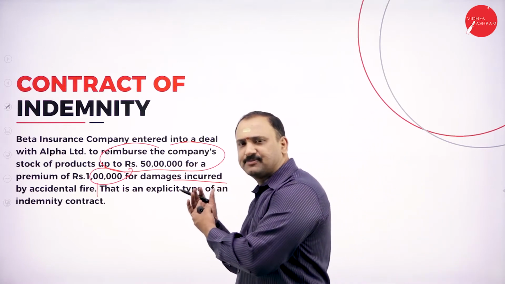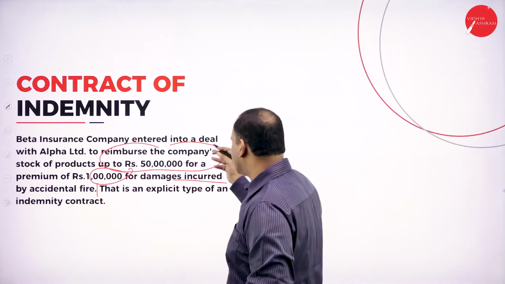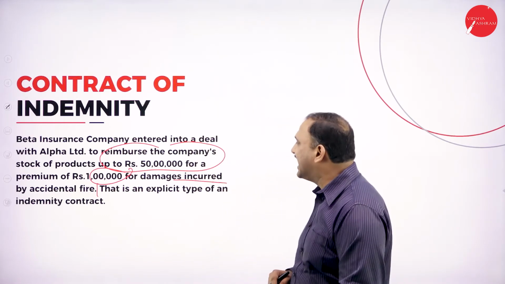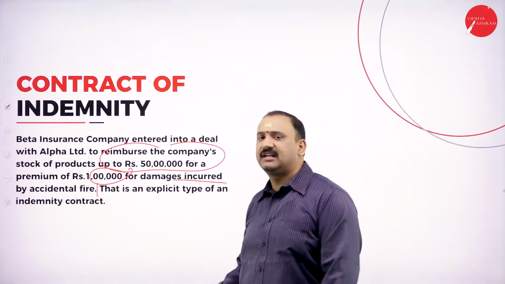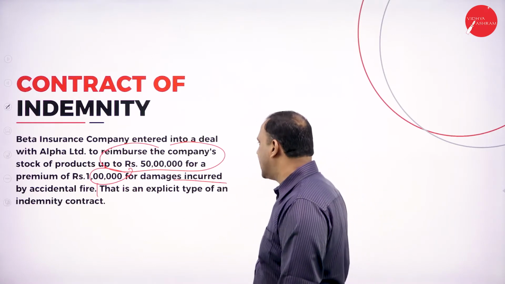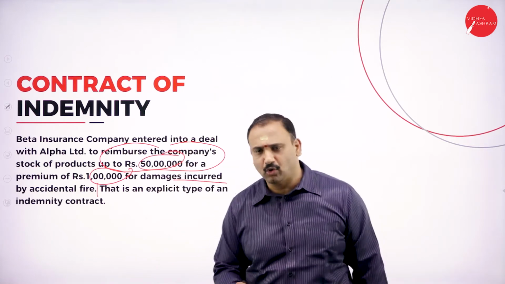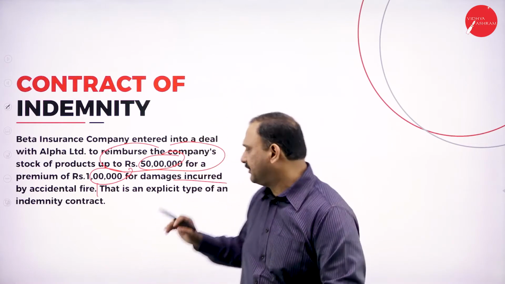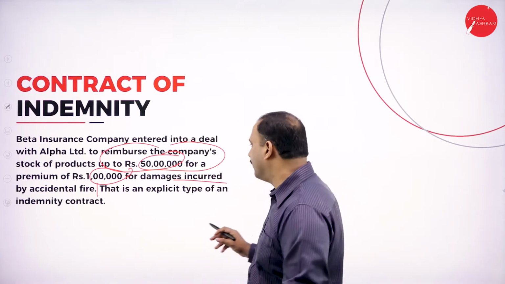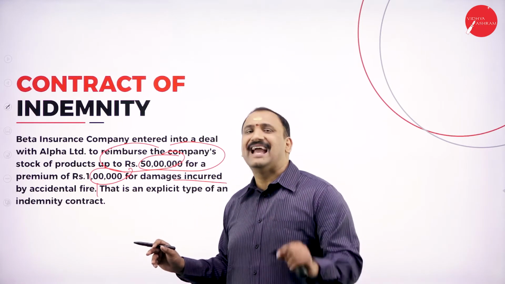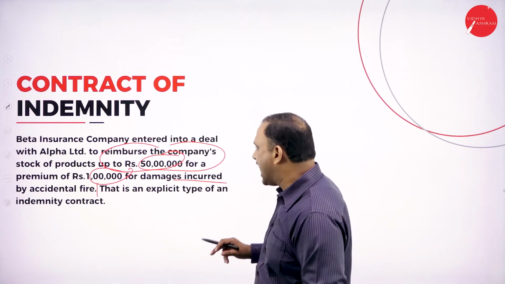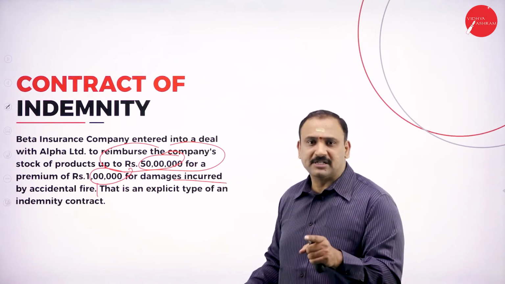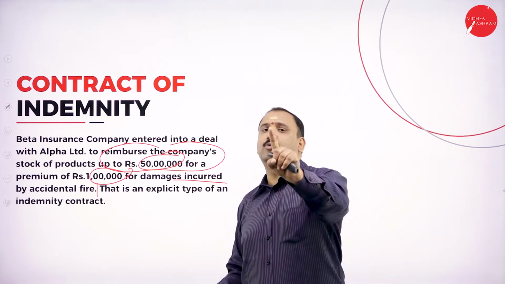Now, let's look into the explicit scenario altogether. The explicit factor says very clearly that Beta Insurance has tied up with Alpha Limited to reimburse the company's stocks of products up to 50 lakh rupees. Yes, that has been told, for a premium of 1 lakh rupees, that 50 lakh product is going to be taken care of, for the damages incurred by the accidental fire. So the stock of the products is worth about 50 lakh rupees, and you will get the reimbursement for that for a premium of 1 lakh rupees.